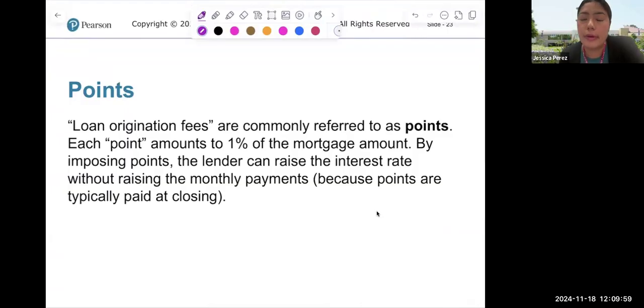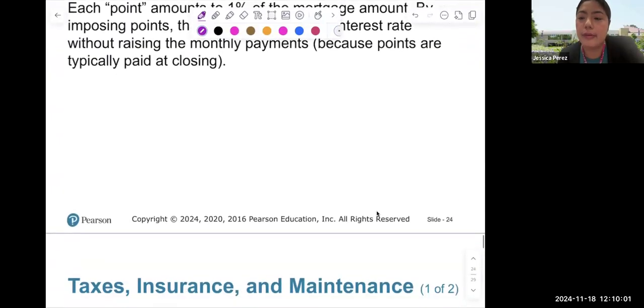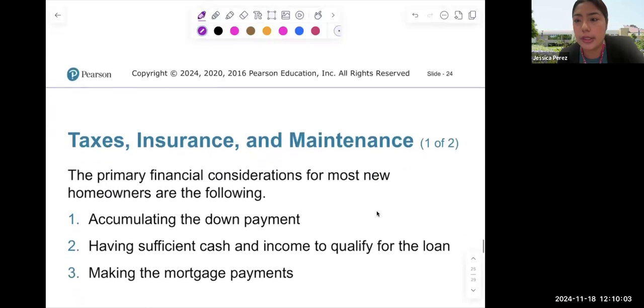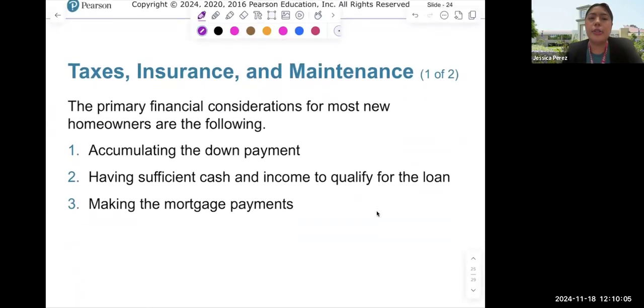So everything counts. So again, if you've been a homeowner, then you know what this is about. There's also taxes, insurance, and maintenance you have to cover, like fees. So the primary financial consideration for most new homeowners are the following.